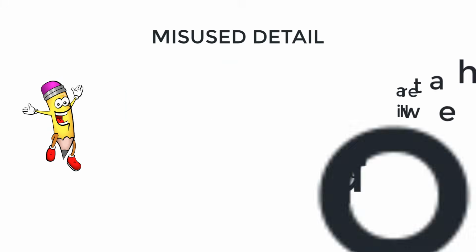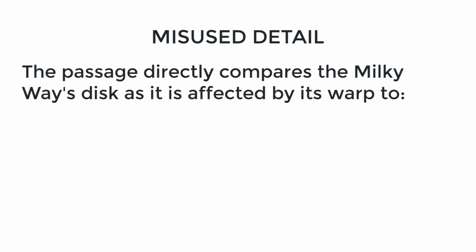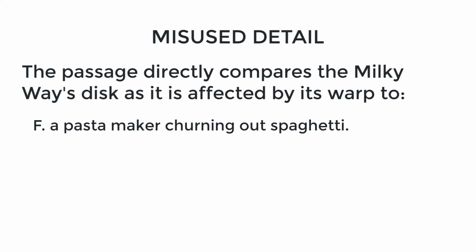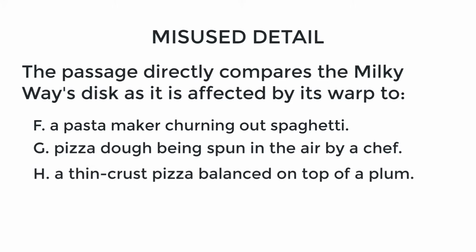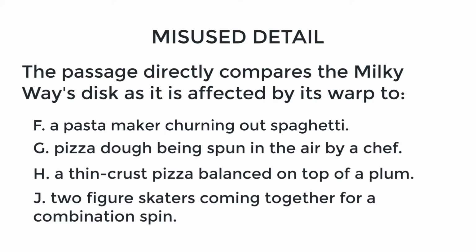Let's look at this example. The passage directly compares the Milky Way's disk as it is affected by its warp to F, a pasta maker churning out spaghetti, G, pizza dough being spun in the air by a chef, H, a thin crust pizza balanced on top of a plum, J, 2 figure skaters coming together for a combination spin.